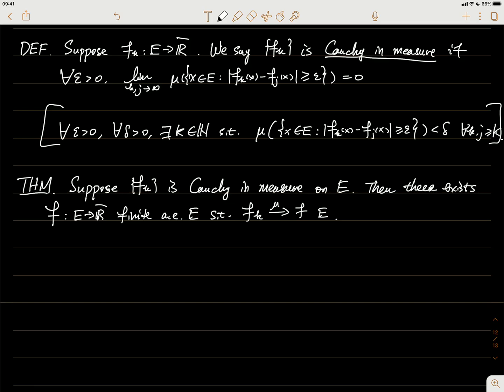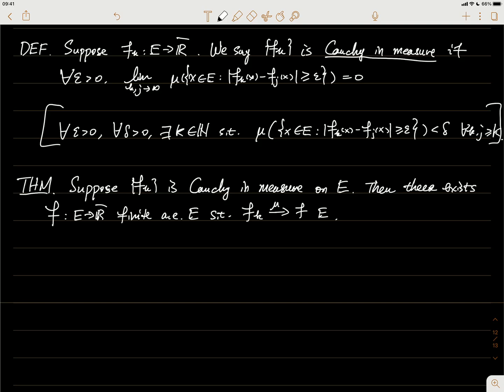Okay, so this is the one side that we're going to show. If a sequence of functions is Cauchy in measure, then there will be some function f, finite almost everywhere on E, such that f_k converges to f in measure. Okay, this is usually the difficult part. Recall that for a sequence of numbers in analysis, if the sequence converges, then it's easy to show that it's Cauchy, right? Just by applying the triangle inequality. But if the sequence is Cauchy, to show that it's convergent is a little bit more difficult. Okay, and this is the difficult direction that we're going to show here.